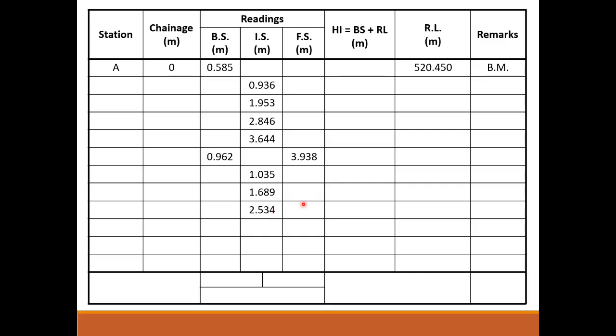And in the question, it is given that after 11th reading, the position of the instrument was changed. So this is the 11th reading that must be entered in foresight column. 0.956 is the 12th reading, which is written in backside column. 13th and 14th reading. The last reading should always be entered in foresight column. Okay, it is representing the end of the calculation work. So that is the method to enter all the values in the respective columns.